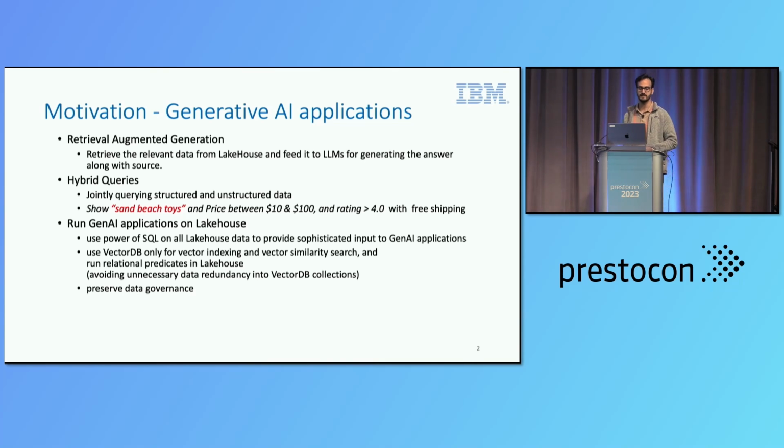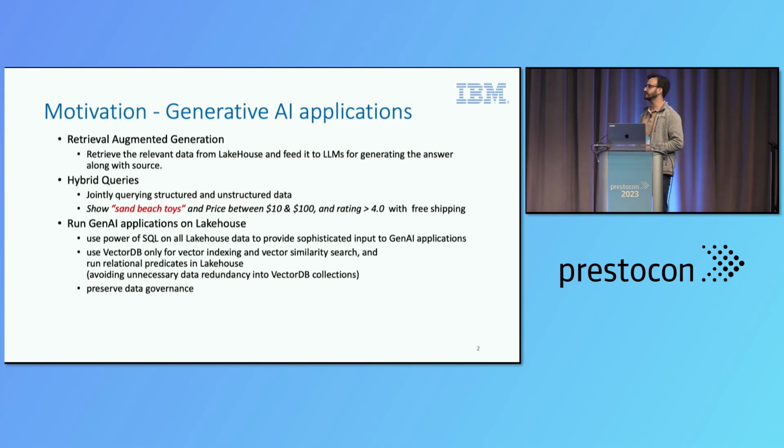The second thing is how we can run hybrid queries. The hybrid queries are those in which we jointly query the structured and unstructured data in the Lakehouse. For example, you want to search for sandwich toys with filters, like you want the price to be between $10 and $100, the rating should be more than 4, and with free shipping. You see that in this query, you have two parts. One is the unstructured part, that's the sandwich toys. You want to do the search on sandwich toys along with the filters, which is the structured data.